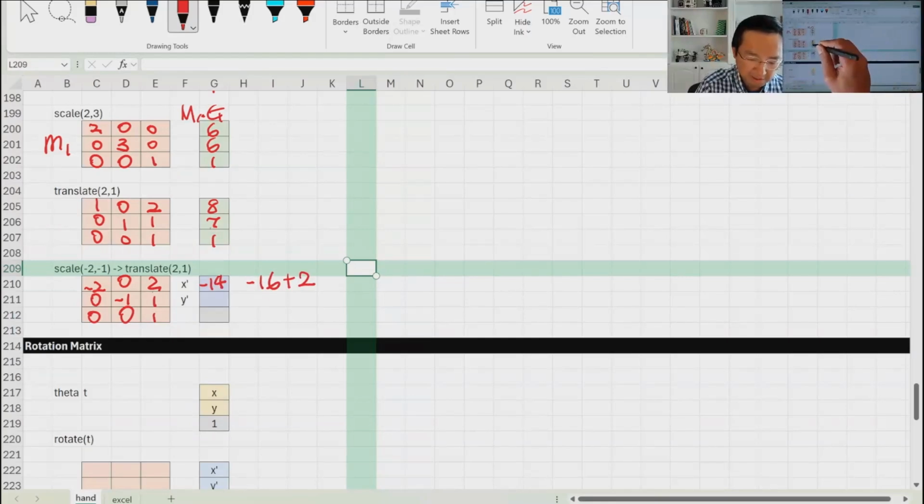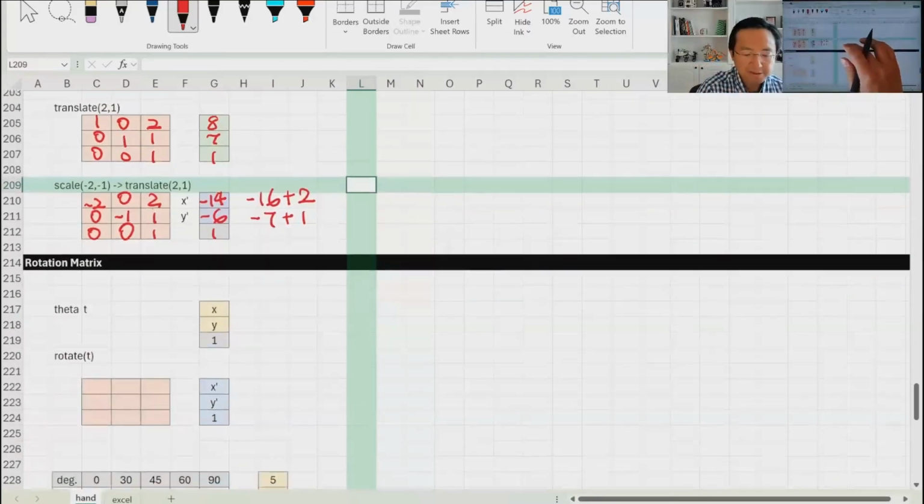Okay, and next one, 7 times 0, nothing. 8 times 0, nothing. 7 times minus 1 is minus 7. 1 times 1 is 1. So it's minus 6, and this is 1. So this is how I will calculate the transformation using matrix multiplication. So we'll revisit this in a little bit.